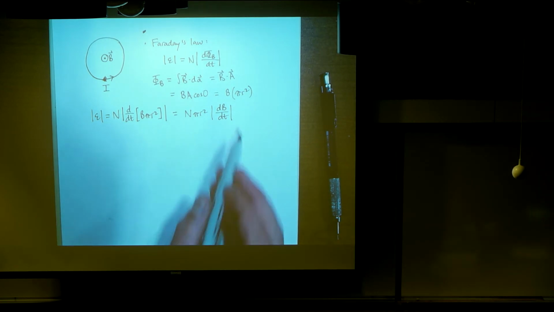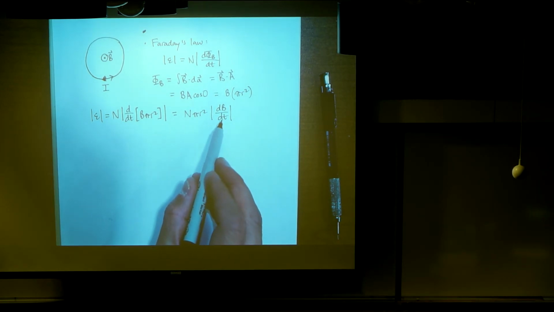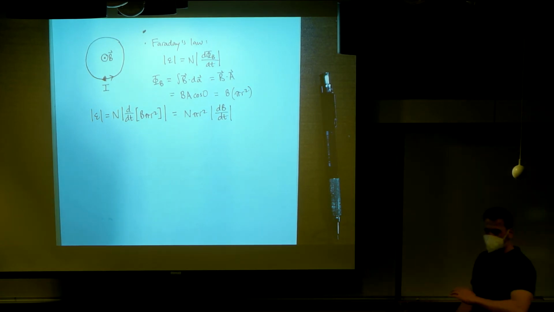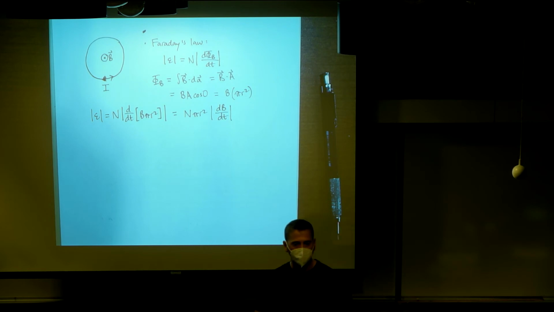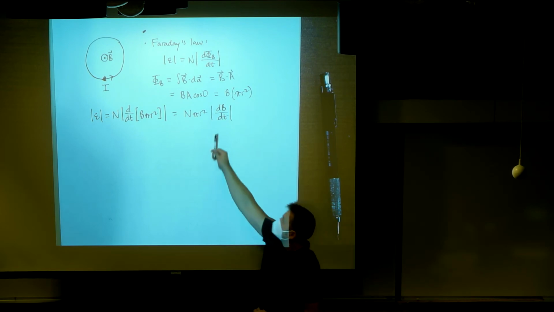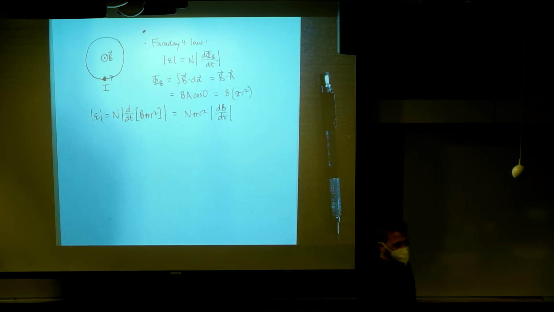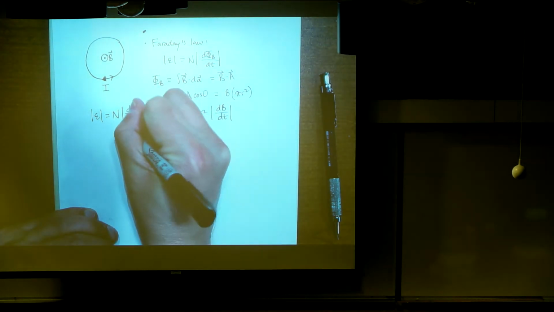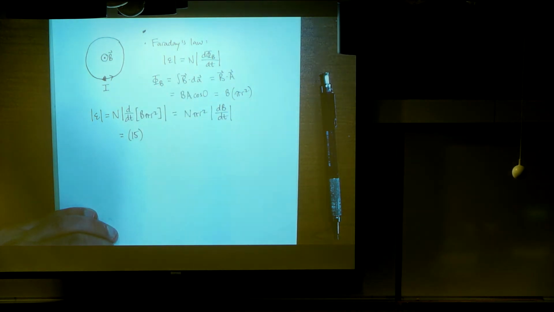So this is actually something we have a number for. The time rate of change of B is 0.1 Tesla per second. That's how quickly it's decreasing, okay? So that number we were given of 0.1 Tesla per second is our dB/dt, okay? It's our time rate of change. So what's N? That's 15 turns of wire, so 15 with no units goes first.